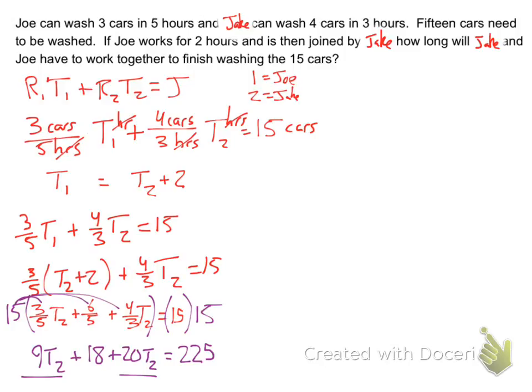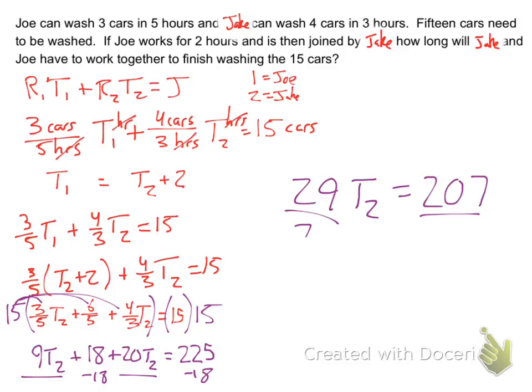9t squared plus 20t squared, 29t squared. I'm going to subtract 18 while I'm at it. Equals 207. Is that all right? To find t squared, I will divide by 29.